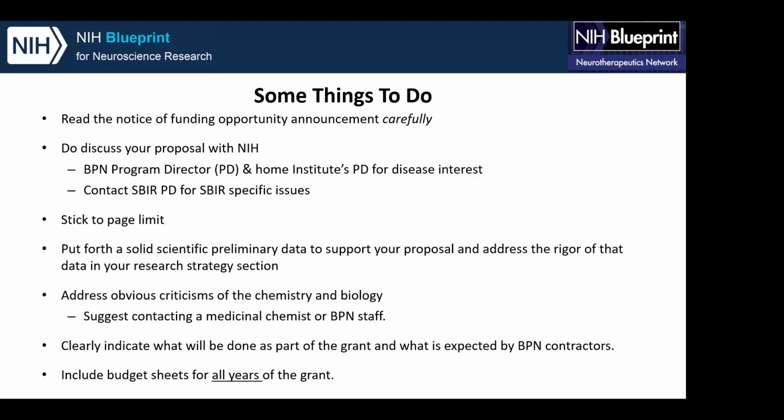Do not try to cheat around page limits and things like that, because if you do, by trying to make the spacing smaller and things like that, you can get your application withdrawn before I ever see it. Discuss your program, your proposal, with myself or Home Institute's program directors for the area of disease that you're talking about. Contact SBIR program directors for SBIR specific issues. So if you're wondering about eligibility, things like that, talk to the SBIR contacts because they know the up-to-date rules in the SBIR space and may be aware of changes I am unaware of yet.